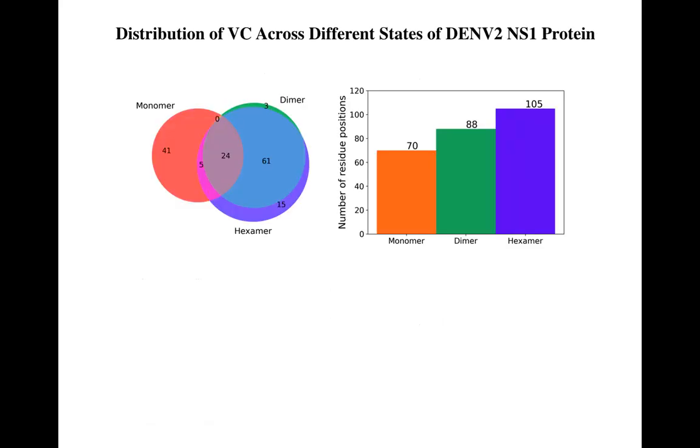So with this, we checked the distribution of virtually conserved positions across different states of the dengue protein. I am just showing only the dengue 2 serotype. I have checked dengue 1, 3, and 4 also. Here you can clearly see that there is a gradual increase in the number of virtually conserved positions from monomer to hexamer. Also, you can see that the positions which are conserved in the monomer are different from the dimer and hexamer.